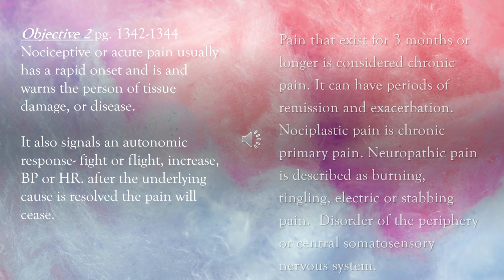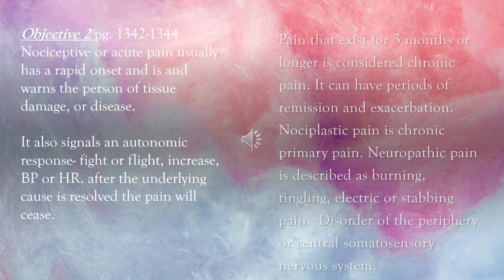Compare and contrast acute and chronic pain. This is objective number 2, page 1342 to 1344. Nociceptive and acute pain usually has a rapid onset and is a warning of some type of tissue damage or disease. It also signals an autonomic response, such as a fight or flight. So if you touch something hot, a reflex is to pull back from that stimulus, right? So that's your flight or fight response.